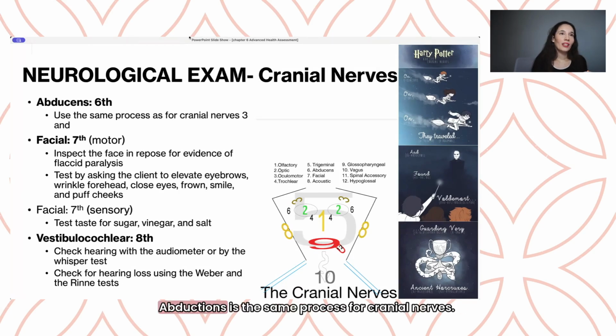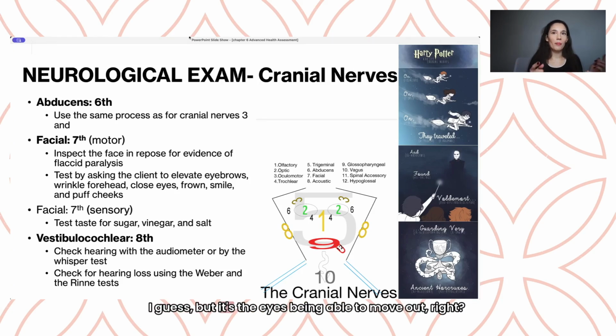Abducens is the same process as for cranial nerves 3 and 4, I guess. But it's the eyes being able to move out, right? So we just ask them to look each way and see if the eyes move.